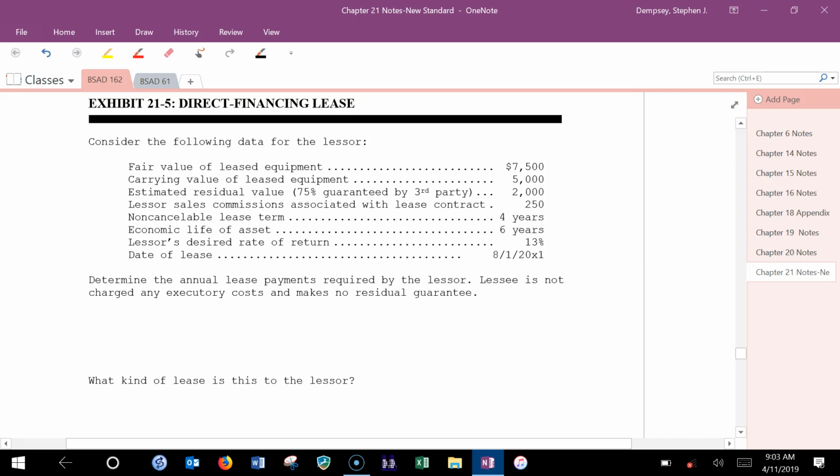Non-cancelable lease term, 4 years. Economic life of the asset is 6 years. Lessor's desired rate of return is 13%, and the date of the lease is 8/1, August 1st of X1. So determine the annual lease payments required by the lessor. Now I want you to think about this. If you're the lessor, how would you determine what those payments should be on this lease if you want to earn 13% on your investment?